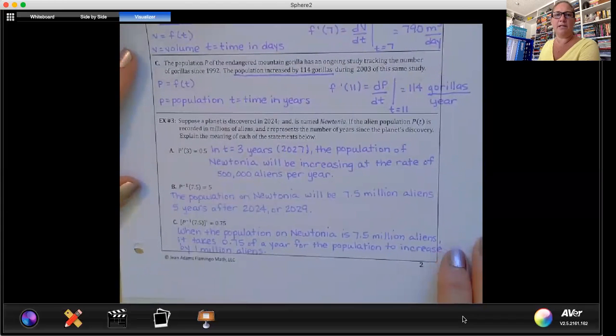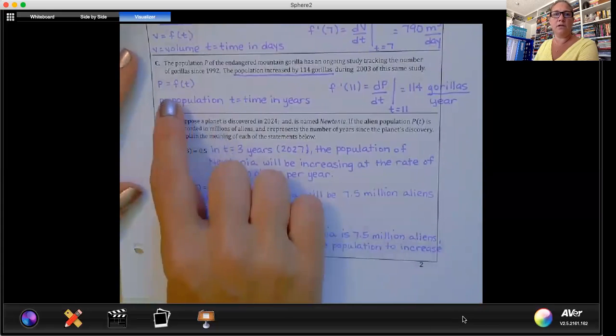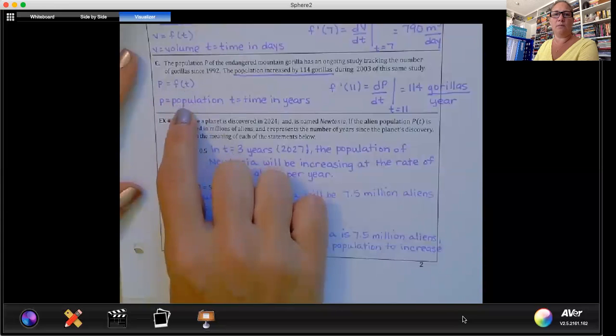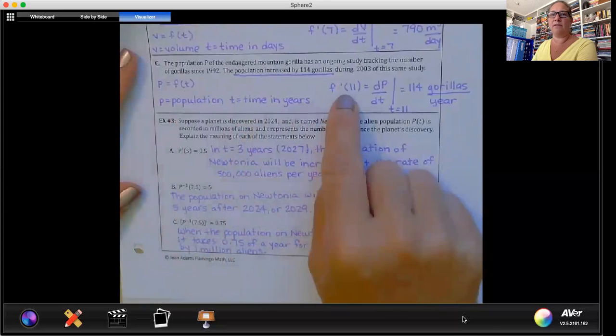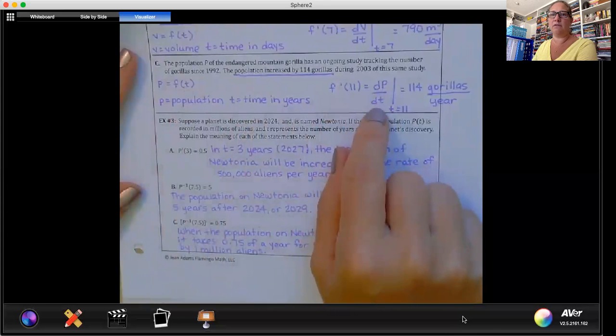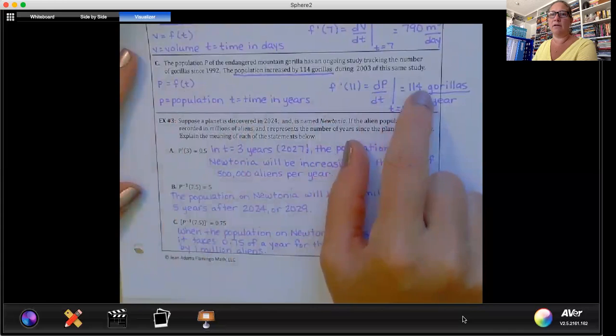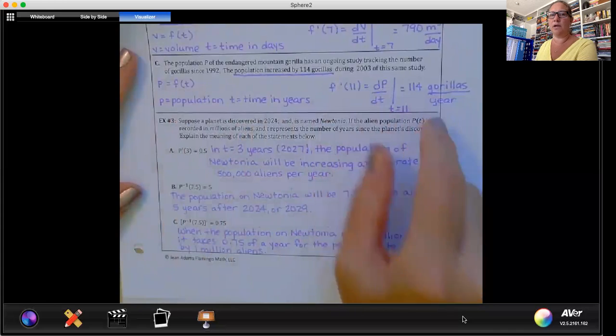Part C, the population P of the endangered mountain gorilla has an ongoing study tracking the number of gorillas since 92. Population increased by 114 gorillas during 2003 of the same study. That is a difference of 11 years. So P equals F of T, where P is your gorilla population, T is your time in years. So F prime of 11, the change in the population over the change in time when time is 11, is 114 gorillas per year.